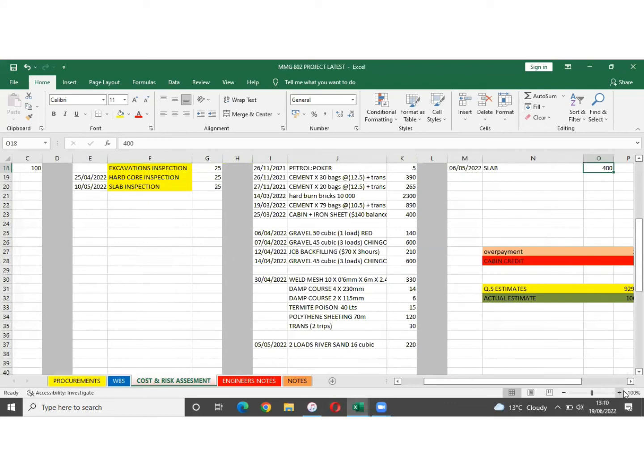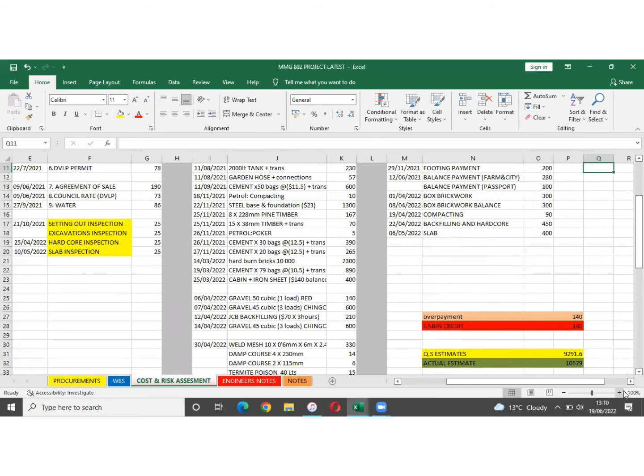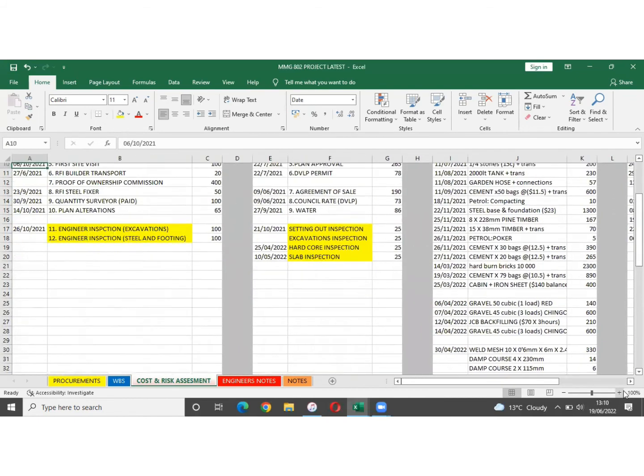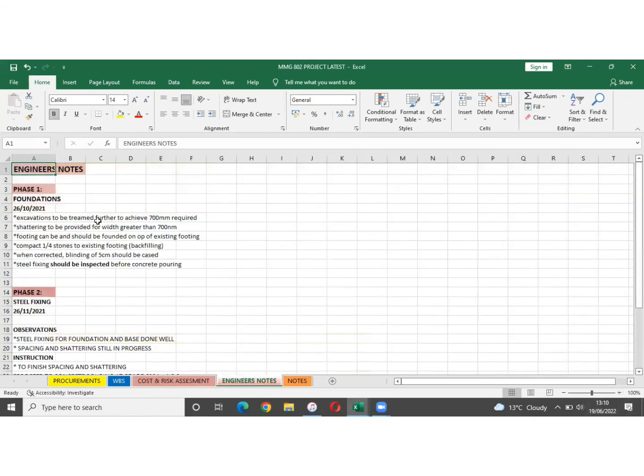Now there's the estimated cost by the quantity surveyor, and there's the actual cost. You will see that we have actually saved quite a significant amount of money, because most of these materials were sourced locally, so we had less issues with transport cost.